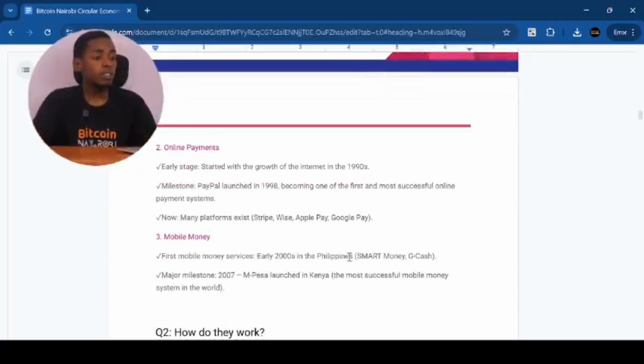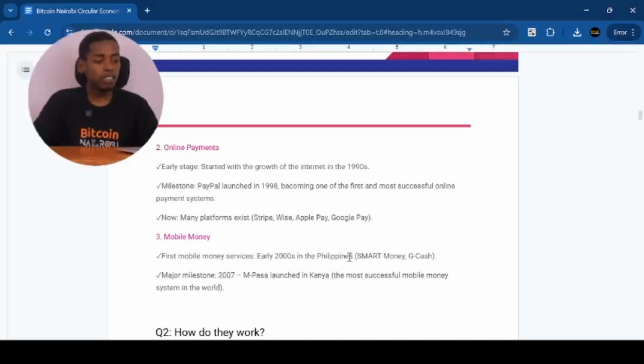Number 2, online payments were at an early stage. The early stage of online payments started with the growth of the internet in the 1990s. The milestone was PayPal, launched in 1998, becoming one of the first and most successful online payment systems. Now many payment platforms exist to facilitate online payments. Examples include Stripe, Wise, Apple Pay, Google Pay, and others. So number 3, we have mobile money.